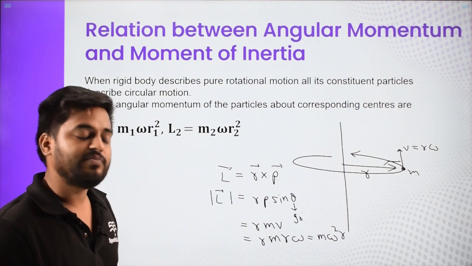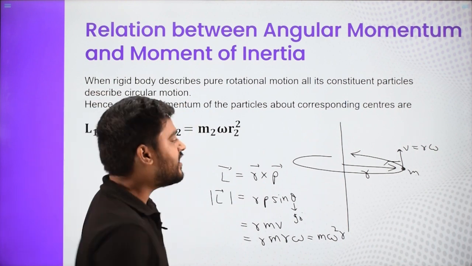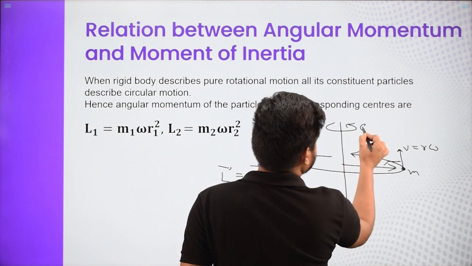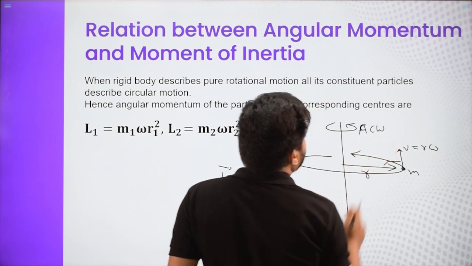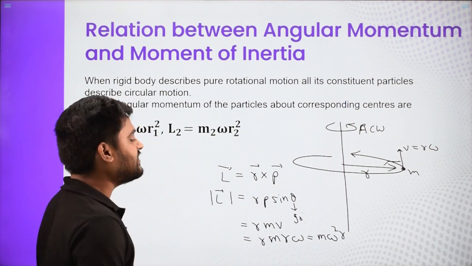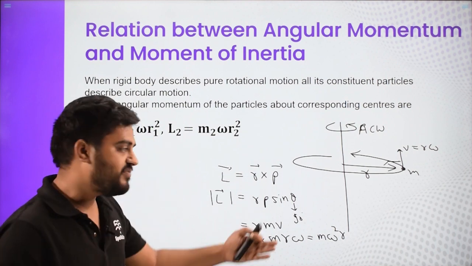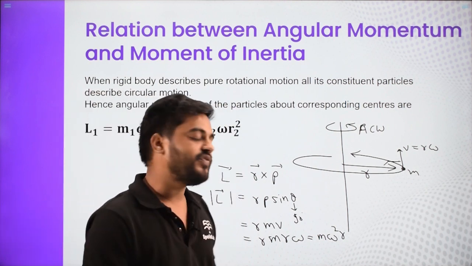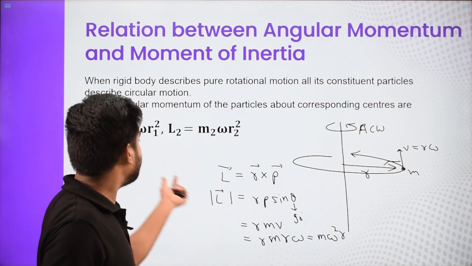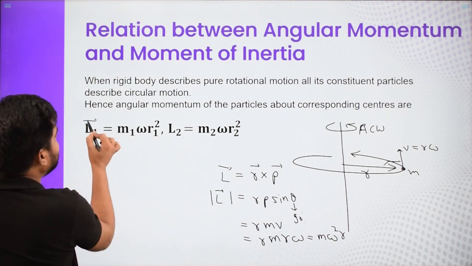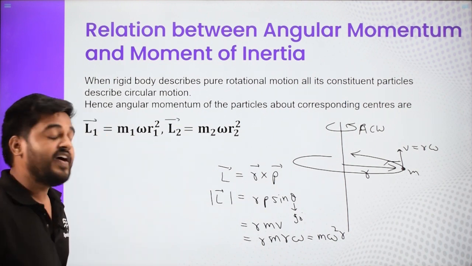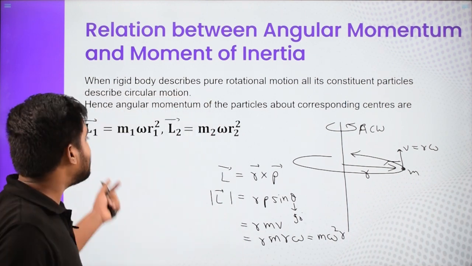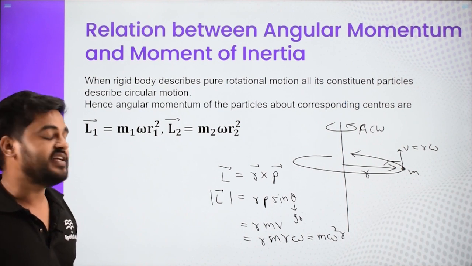Now the direction of angular momentum: if the rotation is, let's say, clockwise or anti-clockwise, then all the particles will be doing the same kind of motion. All will be either clockwise or all will be anti-clockwise. So we can simply add the angular momentum. They are vector quantities, but when I need to add vector quantities which all have the same direction, we can directly add the magnitudes because the direction is already the same.